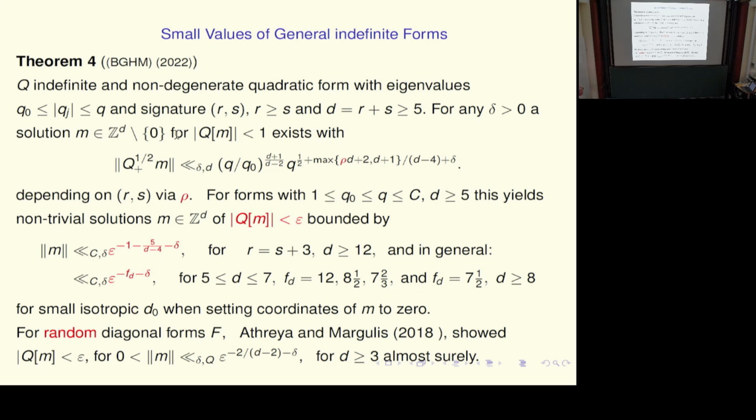This is also special in the sense, these two restrictions, when the isotropic dimension of the quadratic form is d0 is small. Now for random forms, things are much easier. So I get a very small solution for random forms of the size epsilon to the minus 2d over d minus 2, for d greater or equal to 3, almost surely. This is due to a theorem some years ago.